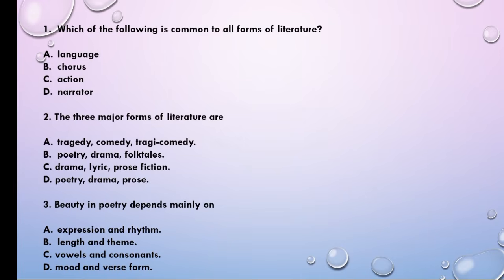Which of the following is common to all forms of literature? Language, chorus, action, and narrator. And our answer is language. Language, because whatever you're going to do, if it's prose, if it's poetry, if it's drama, basically it's going to be written in language.